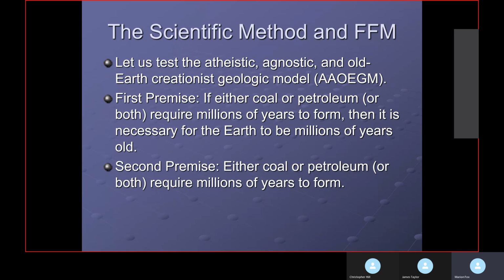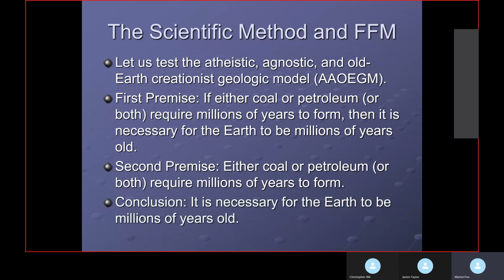Either coal or petroleum or both require millions of years to form. That's the atheist argument. It used to be one of their big arguments. Conclusion, it's necessary for the Earth to be millions of years old. This argument may have swayed some people to adopt the old Earth view because they said the coal and petroleum just took too long. But what their problem was is they're arguing from ignorance. The fact that I can't prove that it could be formed in shorter periods of time doesn't mean it couldn't be. And so people 50 years ago or 100 years ago couldn't prove it.